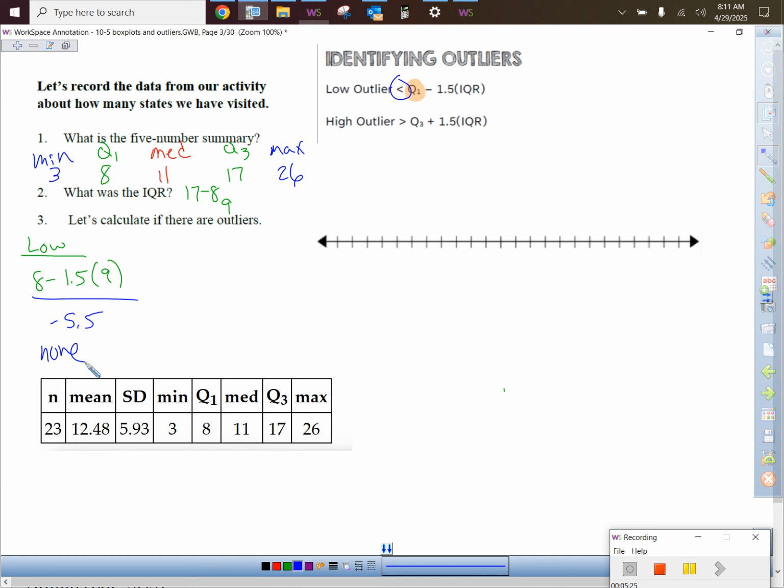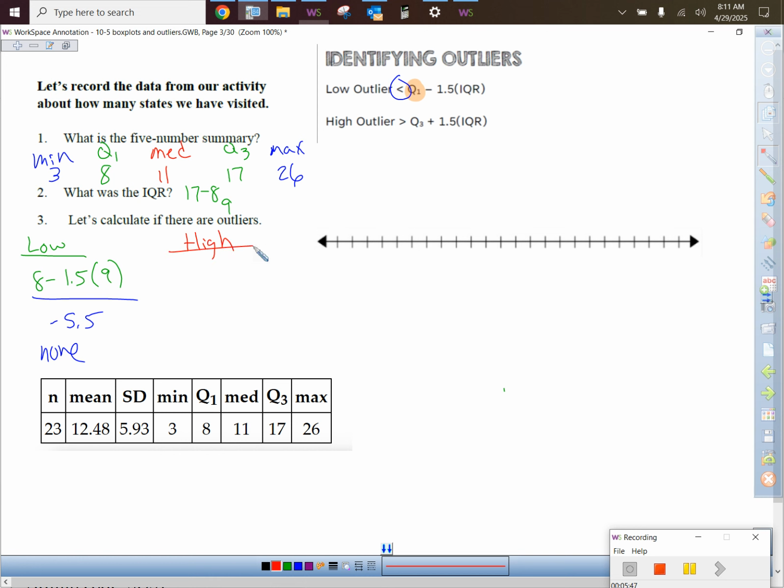The lowest possible value, in my opinion, should be 1, unless you are not in the United States when you're taking the survey. I guess that could be 0, right? But since we're all in the United States, the lowest possible value is 1, so there were no low outliers. Well, let's see if we have any high outliers.